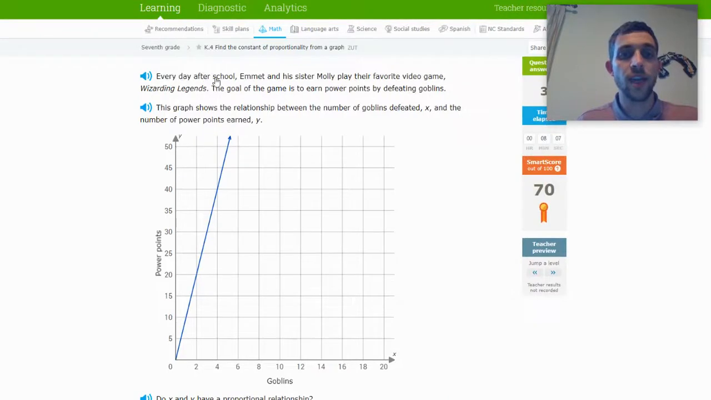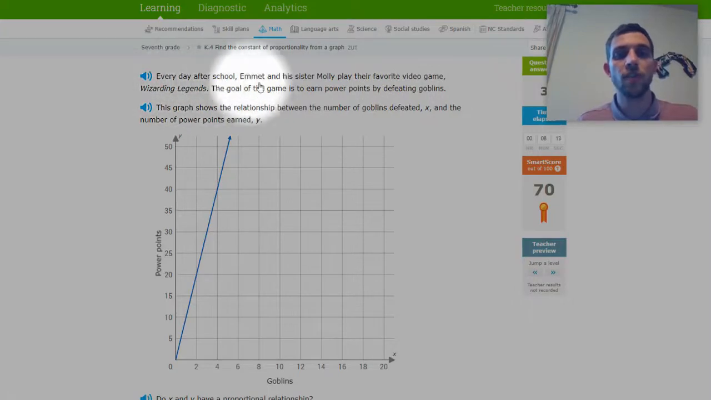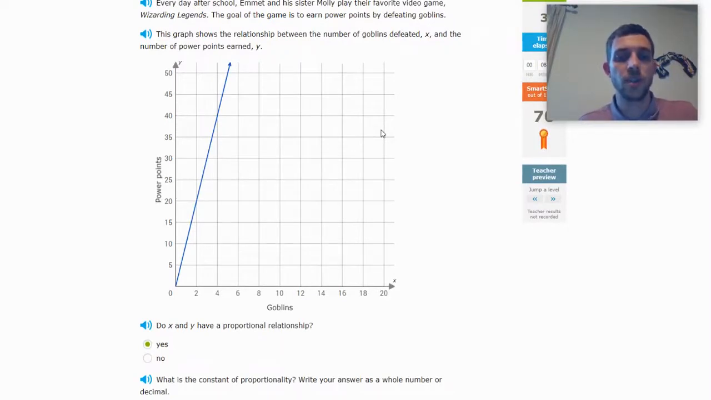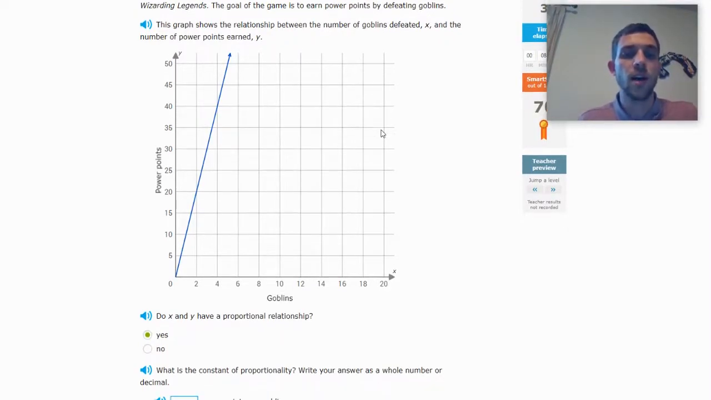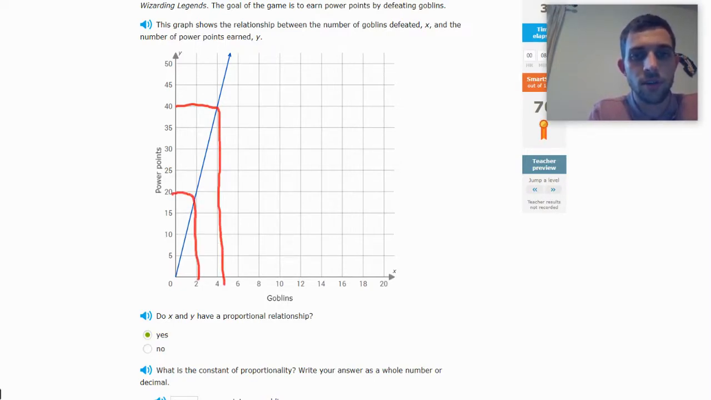And then we have to think, every day at school, Emmett and his sister Molly play their favorite video game, Wizard Legends. The goal of the game is to earn power points by defeating goblins. So, what is the proportional relationship here between X and Y of points per goblin? So, let's select a relationship. They've got a cross. So, right here, that crosses at the line. It also crosses here, and that's it.